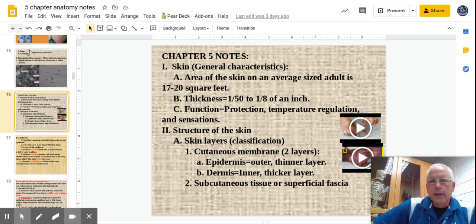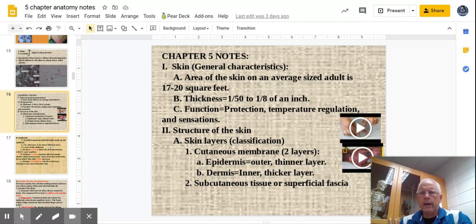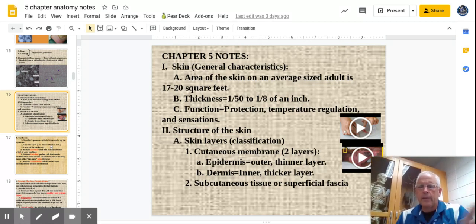So let's talk about skin real quick. So let's kind of wrap things up. So skin, the area of skin in an average size adult is about 17 square feet, which is kind of crazy. So if you would take all your skin, it sounds kind of gross, but you take all your skin and lay it out on the floor, you'd have 17 to 20 square feet. The thickness varies a lot, about 1/50 to 1/8 of an inch. So the skin on your back would be about an eighth of an inch. Over the top of your knuckles would be about 1/50th of an inch. So it comes and goes. There's areas of thick skin and thin skin.